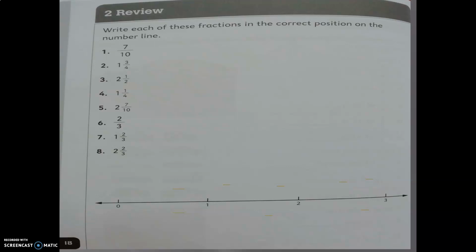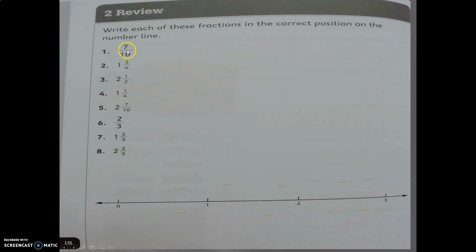Okay, let's read together. Write each of these fractions in the correct position on the number line. Today I will not draw many number lines as yesterday. Today I will just use the only one line that is given to us here on page 18. So the first fraction is 7 over 10, or 7 out of 10. Can you take 7 out of 10?